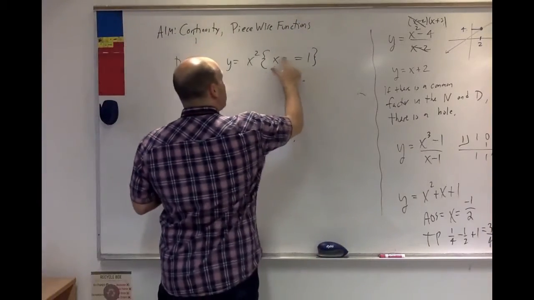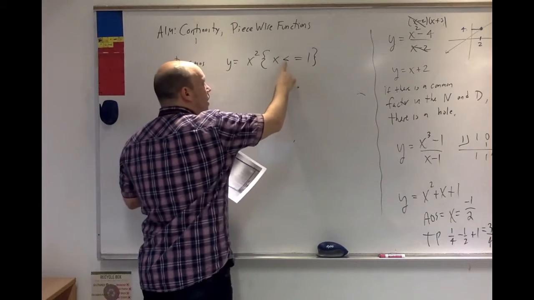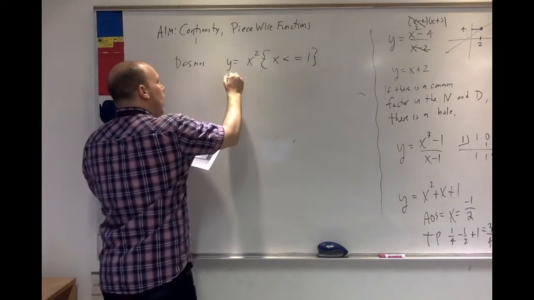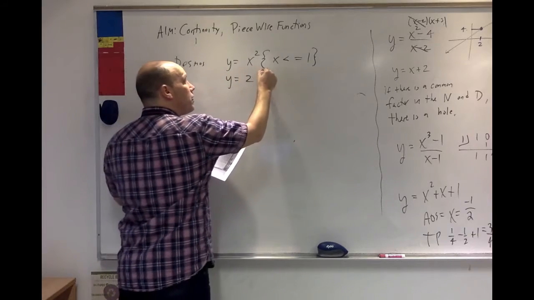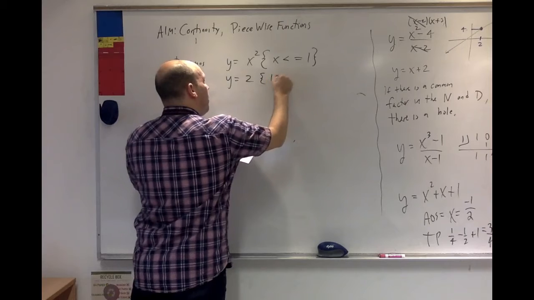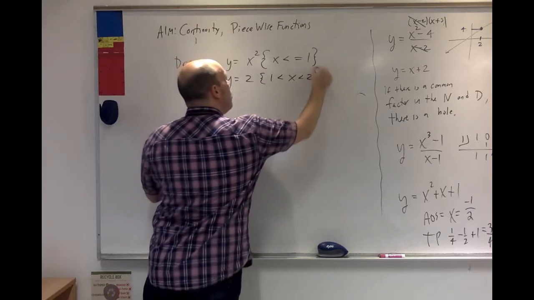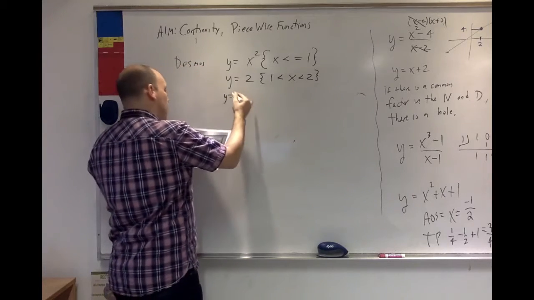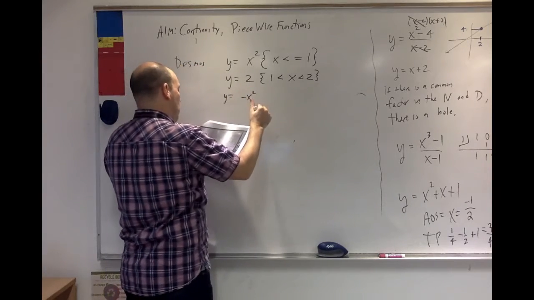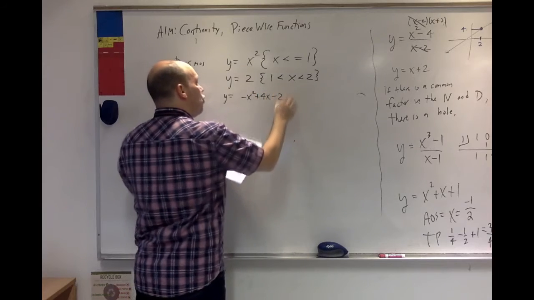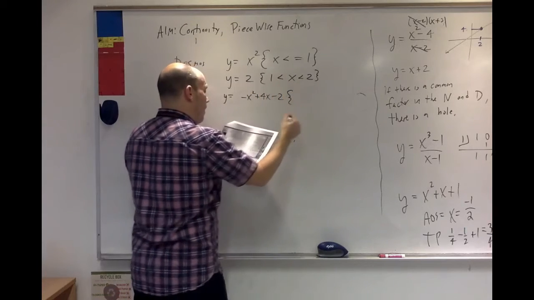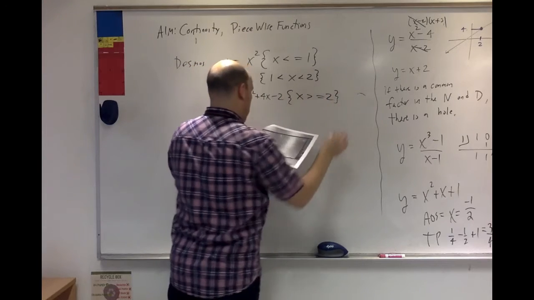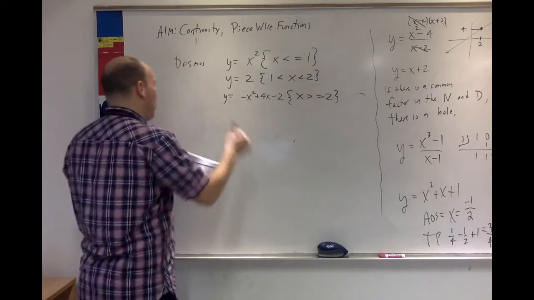I apologize, you have to type in the less than symbol, then the equal symbol, and it suddenly merges together. Next line, y equals 2, no space, squiggly bracket, 1 less than x less than 2, close squiggly bracket. Third line is y equals negative x squared plus 4x minus 2, no space, squiggly bracket, x is greater than or equal to 2. How to do it in the TI-Nspire?